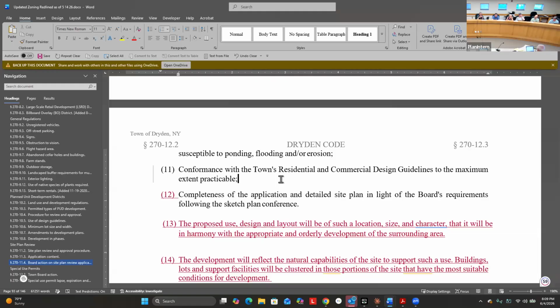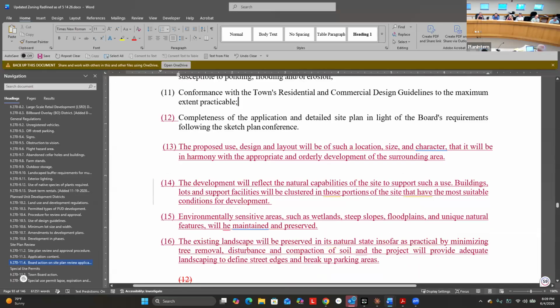And then 2, which is about proposed use, design and layout character that's in harmony with the appropriate and orderly development of the surrounding area. I'm just going to read the comment. Harmony is a potentially loaded word against certain structures, e.g. manufactured housing with secure foundation, despite equivalencies to other single-family homes.